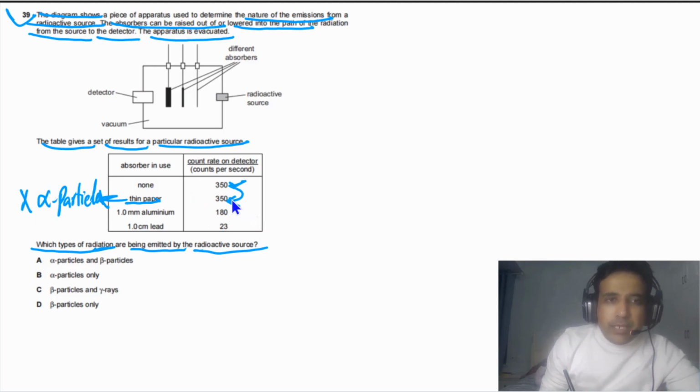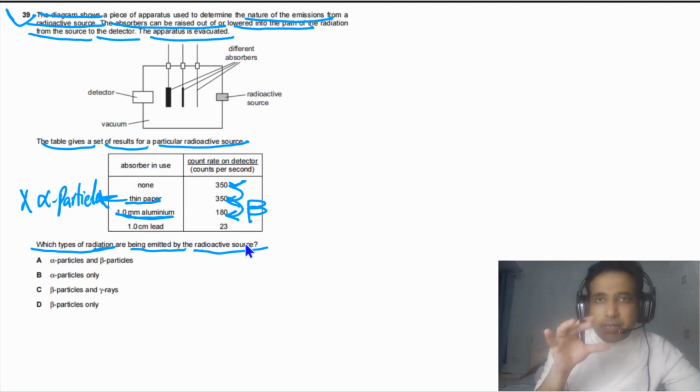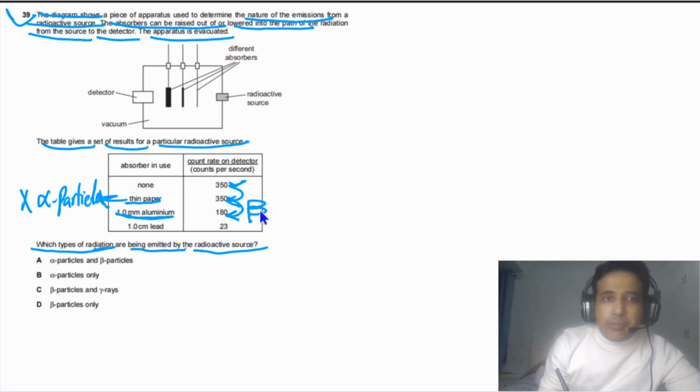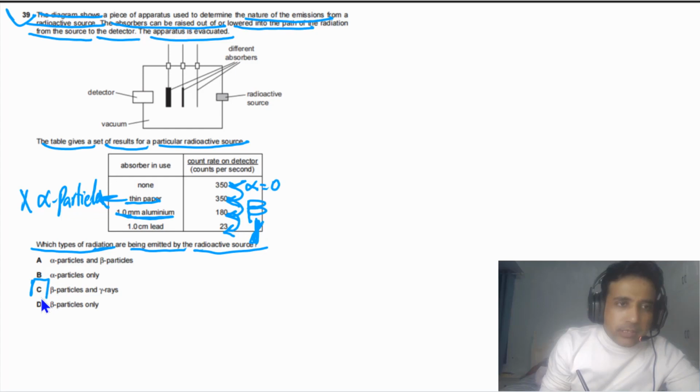And then we place a sheet of aluminium, that is 1.0 mm, and count rate decreases. So it simply means that beta particles are present, because aluminium can stop beta particles. So beta particles are present. So here we can say no alpha particles. And then we place lead, and again count rate decreases. So it means gamma radiations are also present. So we have beta and gamma present. So the answer for this question is C. So this is how you can figure out.